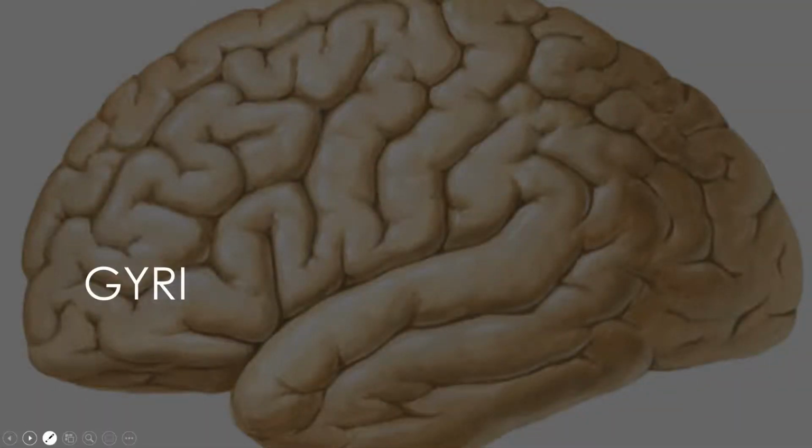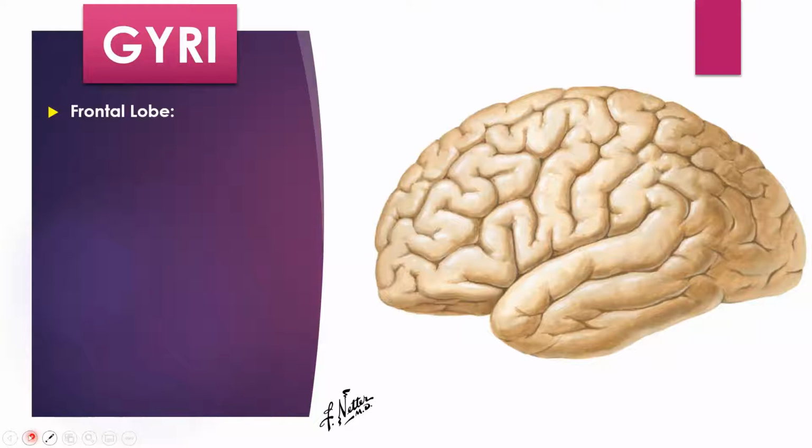Now let's move to the gyri. First of all, the frontal lobe. The frontal lobe is divided by three sulci into four gyri.